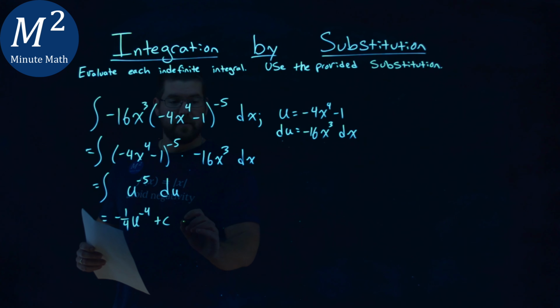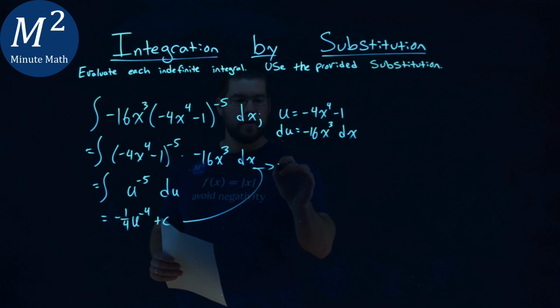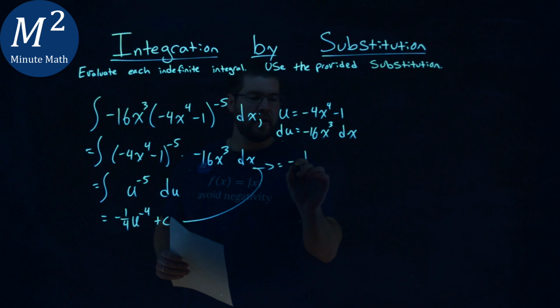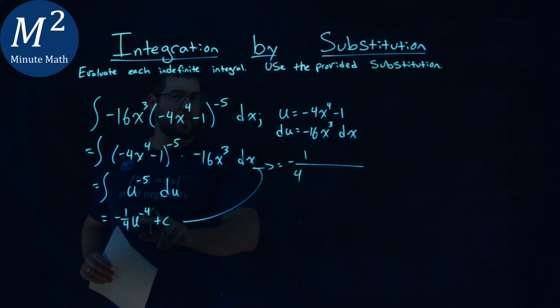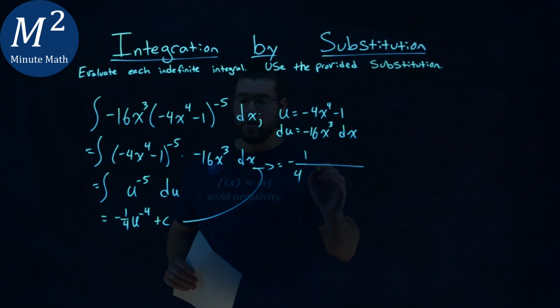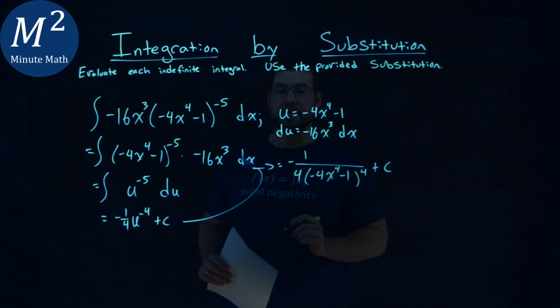So I'm going to rewrite this over here, and I'm going to put my u value in. So it's equal to a negative 1 over the 4 right here. And notice we have a negative fourth power. Okay, so if I put it in the denominator, we have a positive fourth power, and my u value is negative 4x to the fourth minus 1, and we cannot forget our plus c.